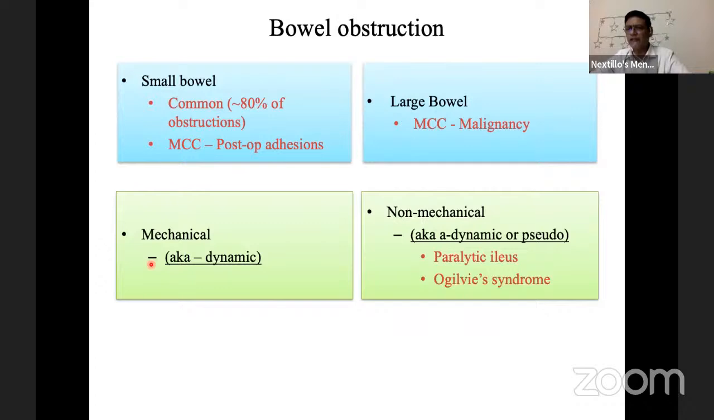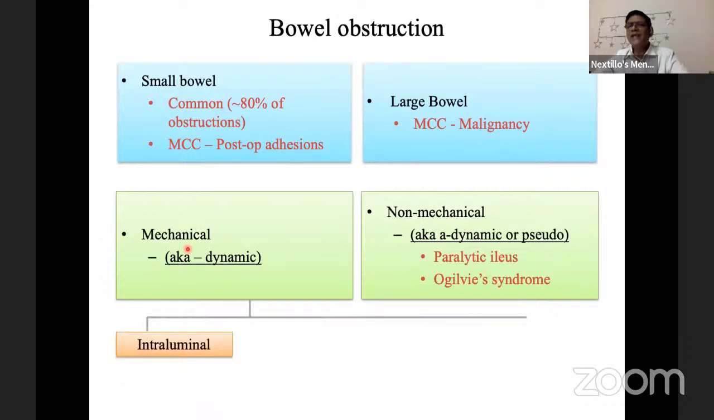Okay, so this is the difference, that the obstruction is of two types, either mechanical or non-mechanical. Mechanical called the dynamic, the non-mechanical called the adynamic. In mechanical, there is some physical obstruction of the intestine, whereas in the non-mechanical, the peristalsis of the intestine has decreased. Now, this mechanical obstruction can be further classified into three different variants dependent upon where exactly the etiology is located.